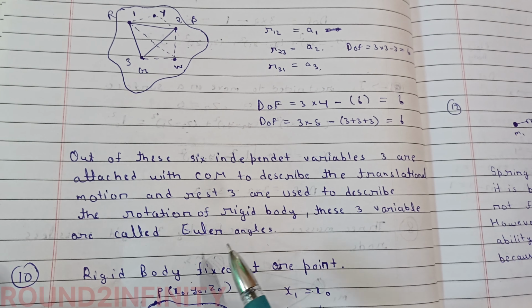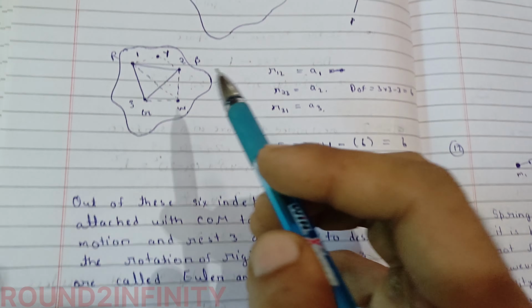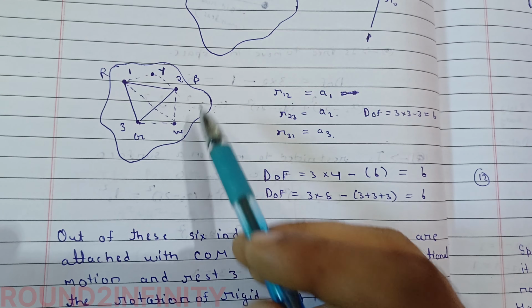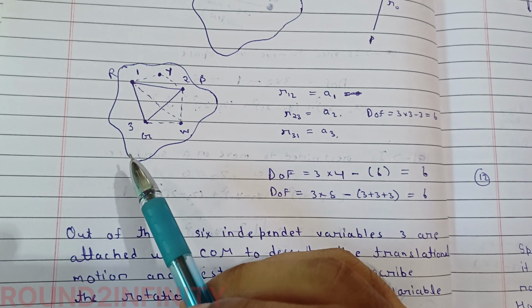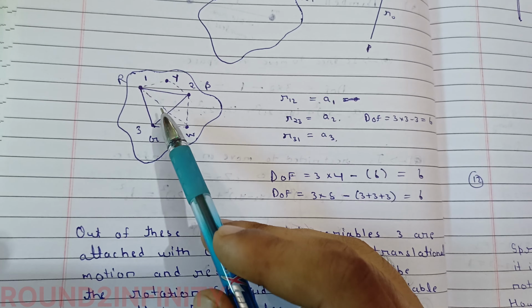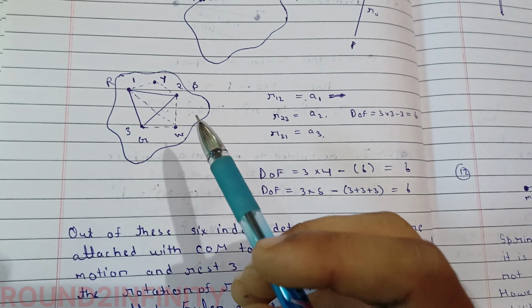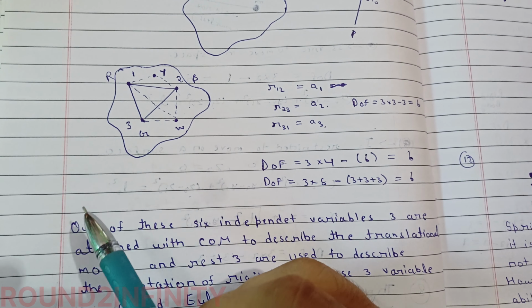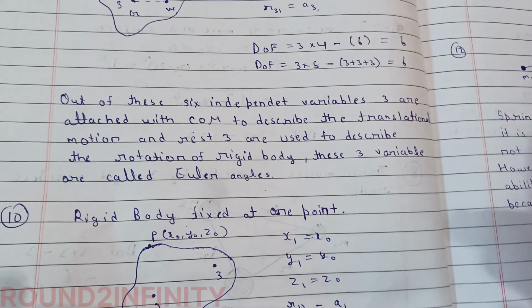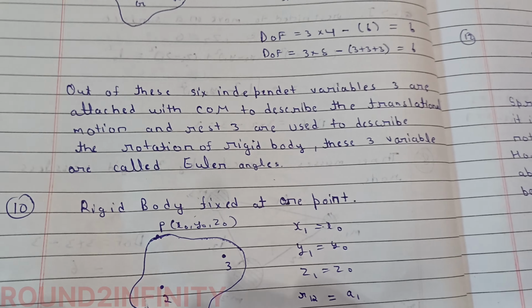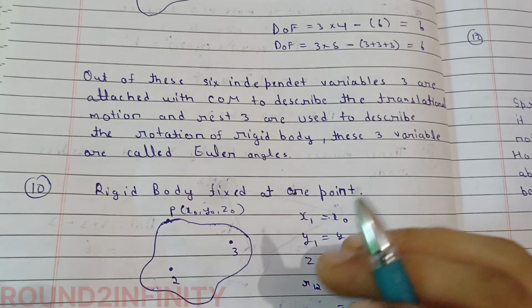These 3 variables are called the Euler's angles. So we get that in the rigid system we have only 6 independent variables. In that, 3 variables are associated with the center of mass to describe its translational motion, and the other 3 are associated with the rotational motion of that system. So that's how we describe the 6 independent variables for a rigid body.